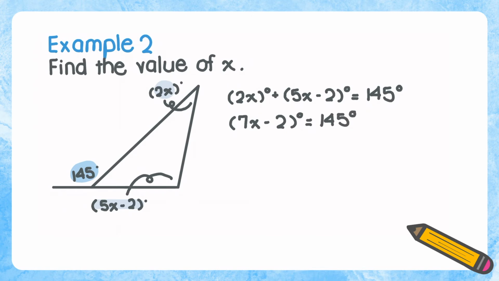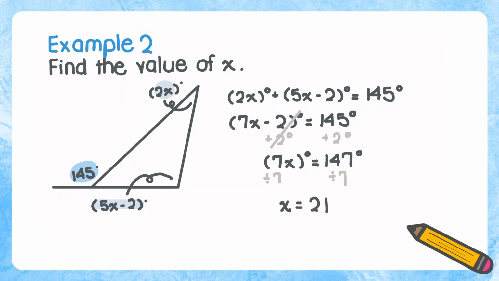Let's add 2 on both sides. So we're adding 2 degrees on both sides. Cancels out. We have 7x degrees equals 147 degrees. Almost there, divide both sides by 7, and we get that x equals 21.